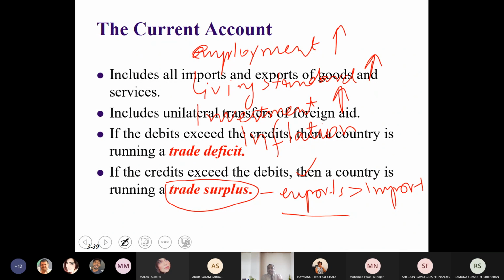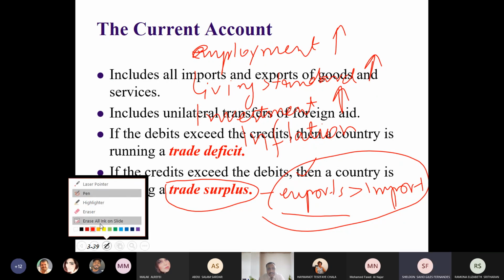That is why in the last 5 years, the US during the Trump regime was in debate and regular discussion with China. Why? They were fighting over this trade. China was having trade surplus with the US, but the US was having trade deficit with China. You got my point? Yes. The US was having trade deficit, but China was having trade surplus with the US.